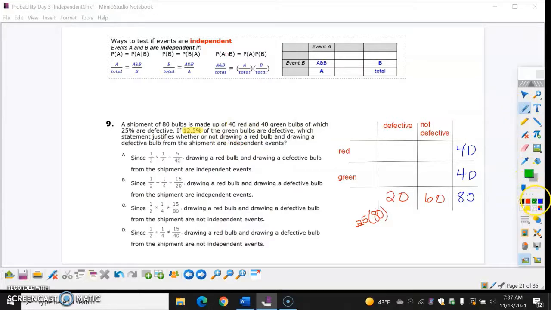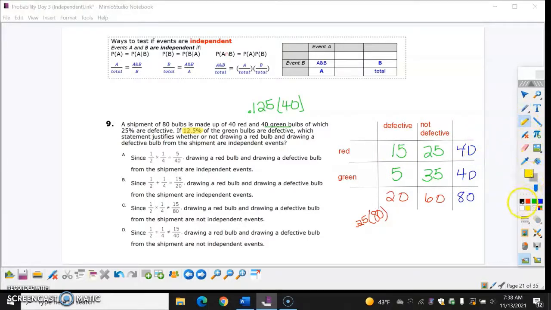12.5% of the 40 total green bulbs, we would need to do 0.125 times the 40 green bulbs. And that would tell me that 5 of the green bulbs are defective. Okay, that would mean that 35 of them are not defective. And if I do 20 minus 5, this gives me 15. I know that 15 plus 25 would add to 40.